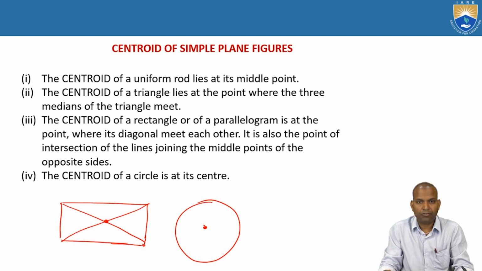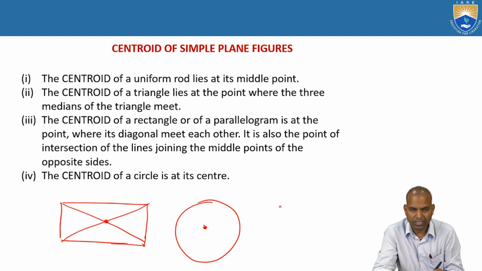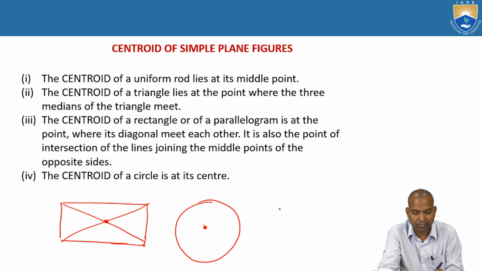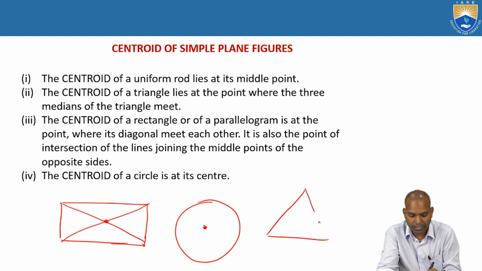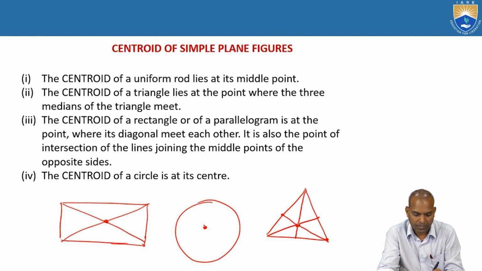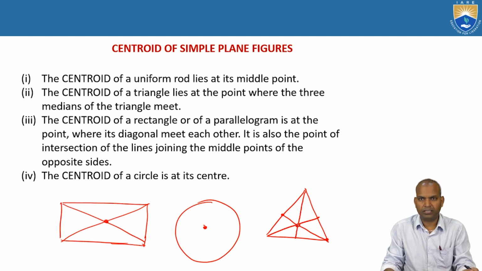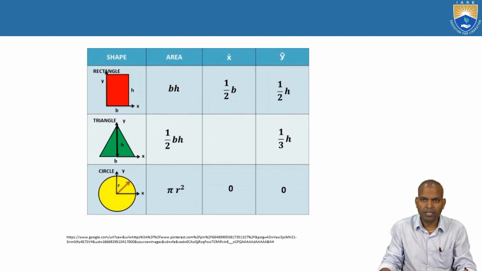And what about the centroid of a triangle? You can take any triangle, either right-angled, isosceles, or equilateral. The point where the three medians join is known as the centroid. This is the centroid of a triangle.